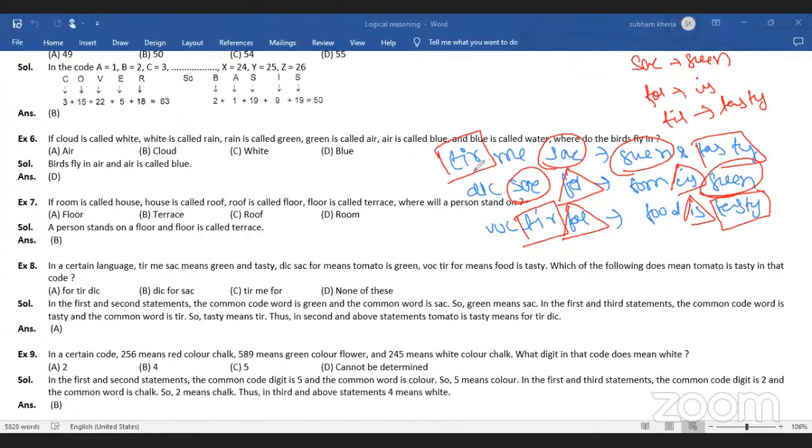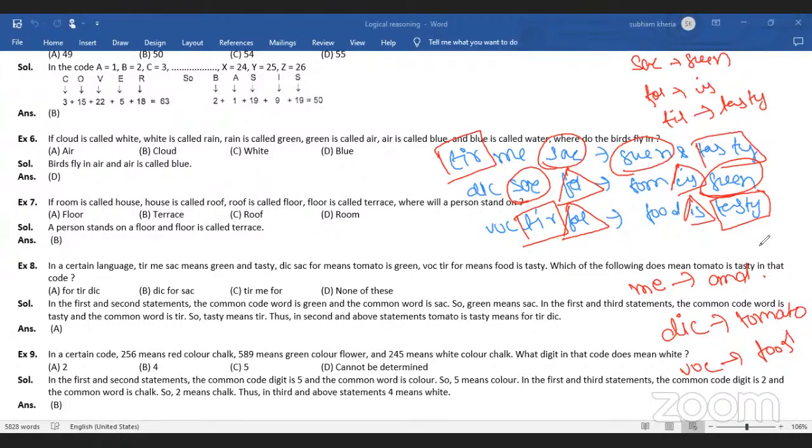Now since we have got three codes, let me check the first sentence. What is the remaining code? Me. And what is the remaining word? This is "and". The code of me is and. In the second sentence, what is remaining? Dick. And what is the word remaining? Tomato. So the code of dick is tomato. And in this last one, walk is remaining and food is remaining.